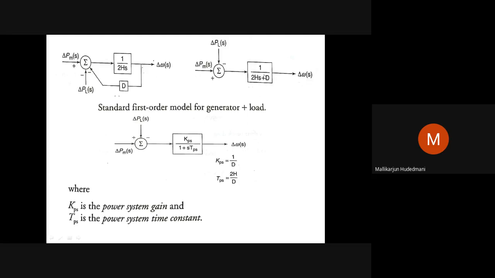So this is substituted H and D in terms of KPS and TPS. So in solving the numerical problem, sometimes I may prefer 1 by 2HS plus D or KPS by 1 plus STPS, depending upon the data available in the problem. The area's response, meaning the transfer function of the generator and load area, is put either this way or this way. So this is called the standard model of generator and load together.